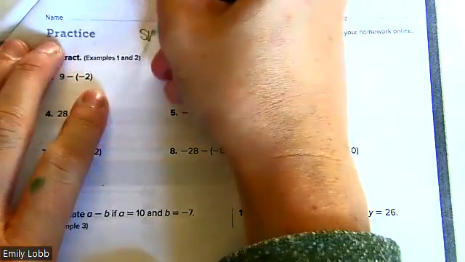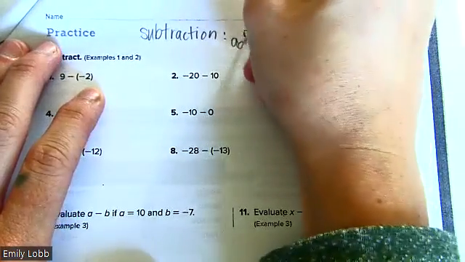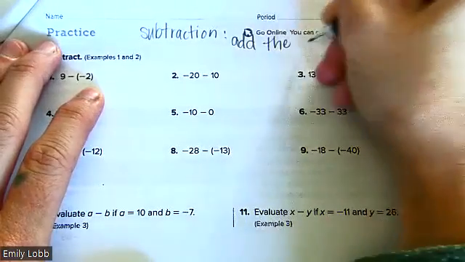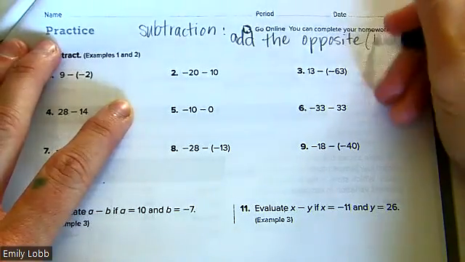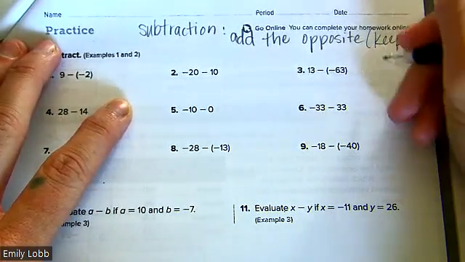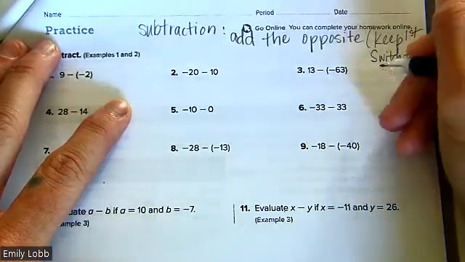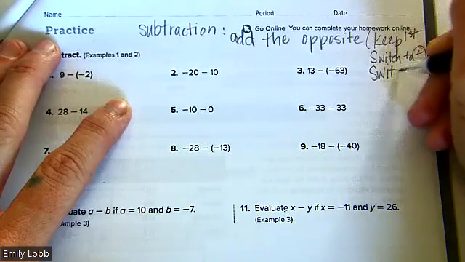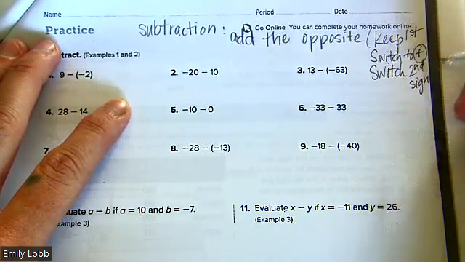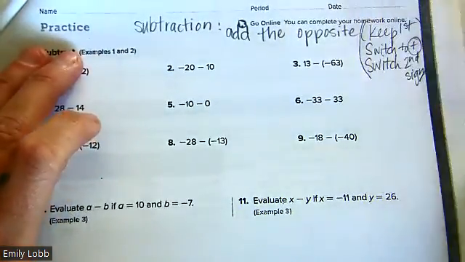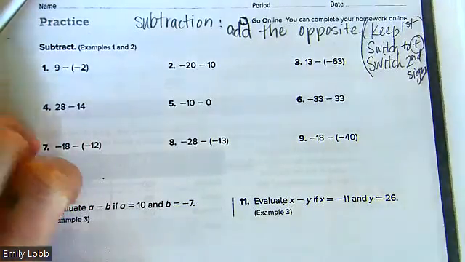Remember, subtraction is the same as adding the opposite. In other words, you might keep the first, switch to addition, and then switch the second sign. Keep, switch, switch. It's what we just did. So you're gonna keep, switch. So you keep the first, you switch to addition, and then you switch the second sign, or keep, change, opposite.